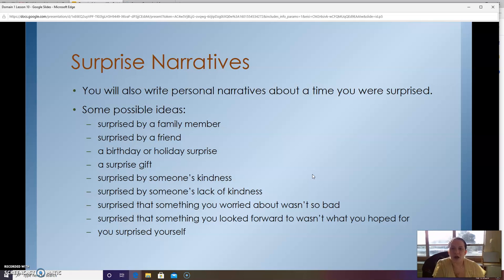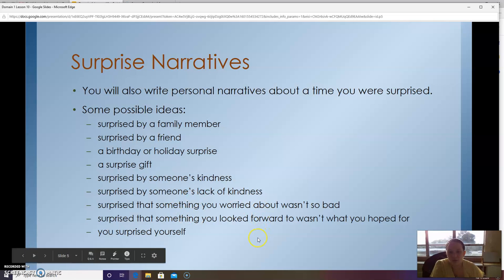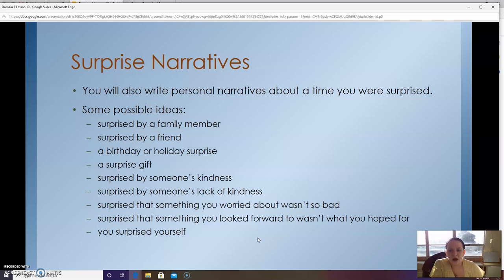So you're going to be working on your surprise narrative. Some ideas to start thinking about: you can write about a time that a family member surprised you. You were surprised by a friend, maybe a surprise gift. Maybe it was the other way. Maybe you're surprised by someone's lack of kindness. Sometimes you were surprised about something that you worried about but wasn't so bad. So you're going to think about a time in which you were very surprised, and that's going to be your personal narrative that you're going to be working on.